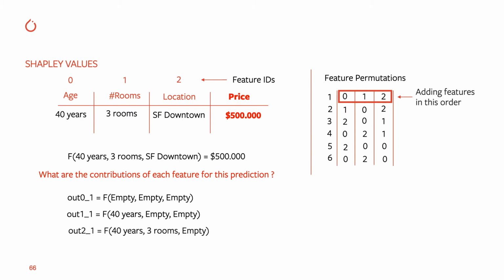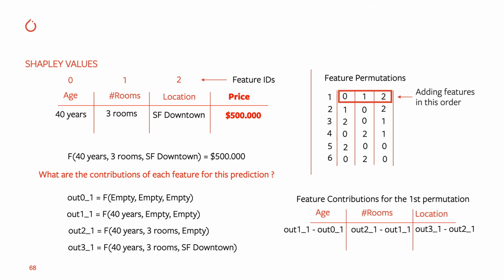Then according to our permutation, we update the next feature, which is the number of rooms. For this as well, we compute the function output when we have 40 years, 3 rooms, and empty, where location is missing. And lastly, we add our last feature and compute the function output when all 3 features are present.